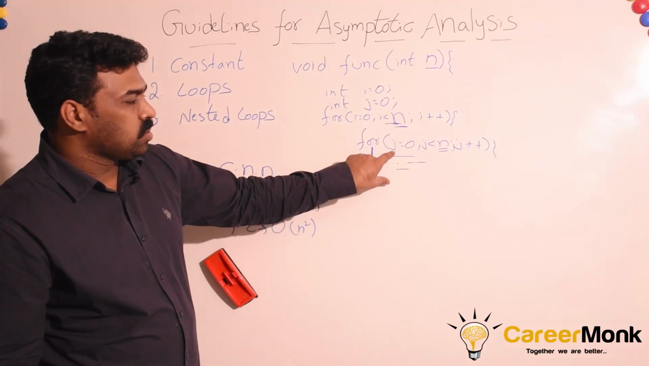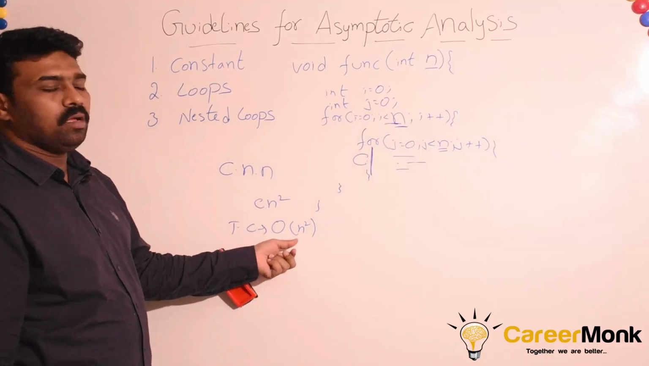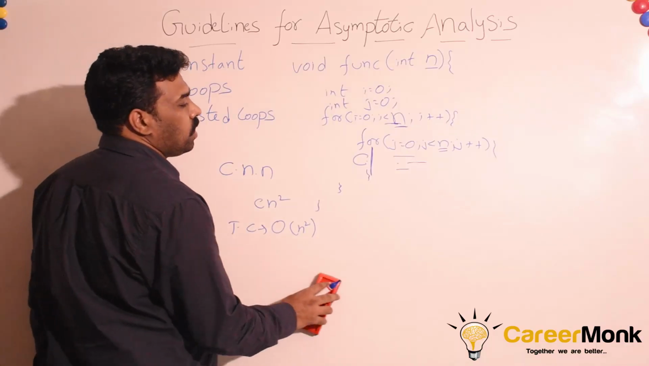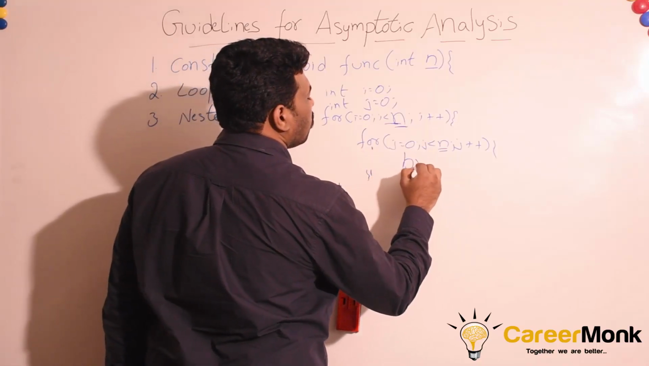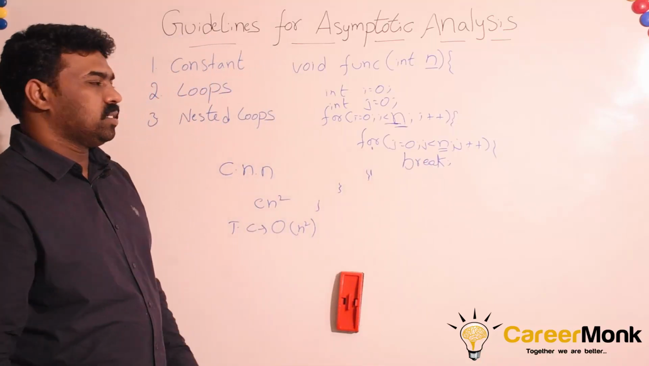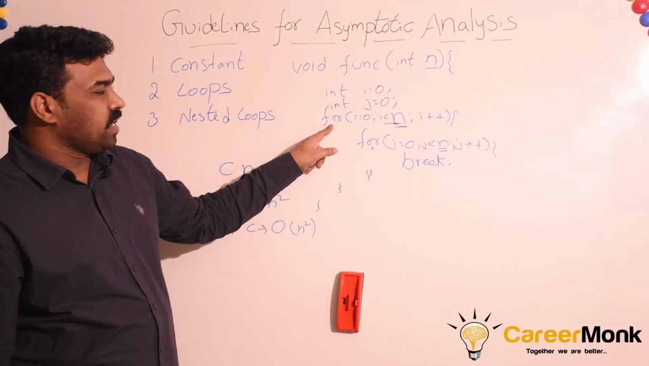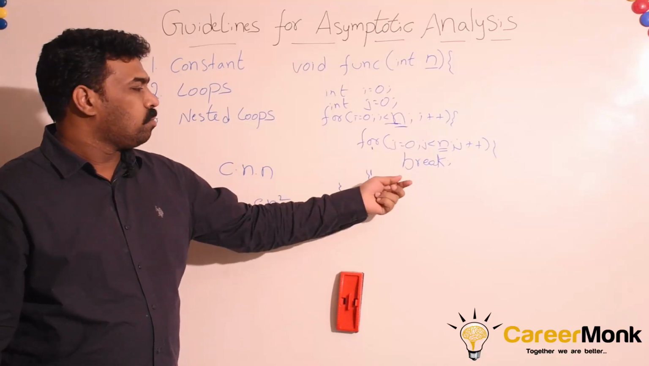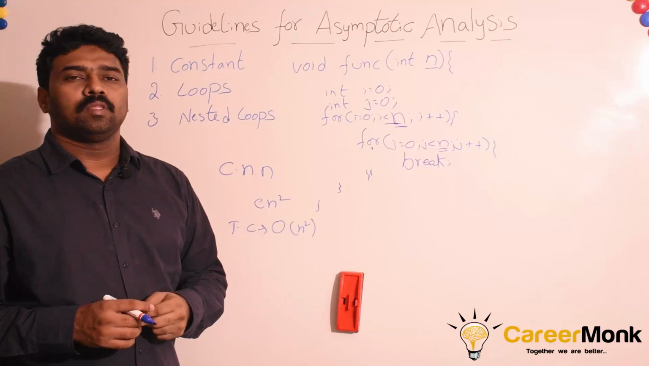The time complexity of the statements within the inner loop multiplied by the size of each for loop gives us the overall time complexity of the code. Now let us make a small change to this one. What is the time complexity of this code? This loop is getting executed n times. This also seems to be executed n times. But because of the break statement, it is executing only one time.